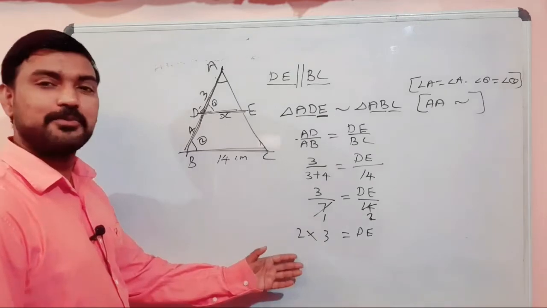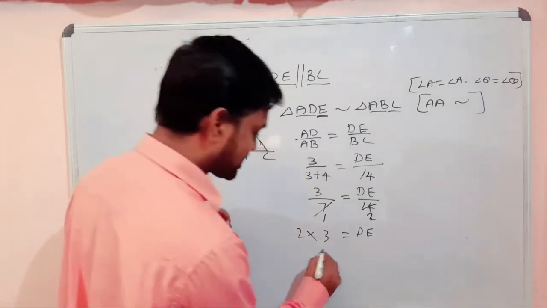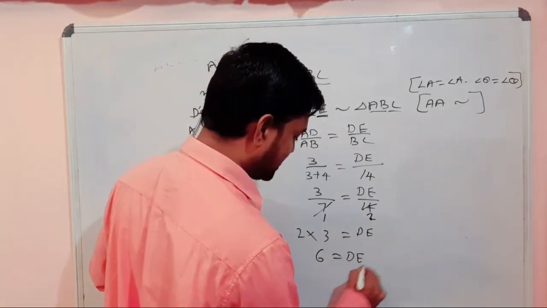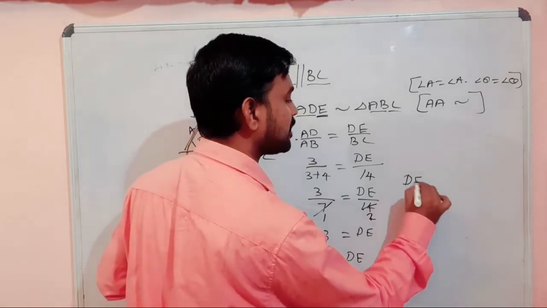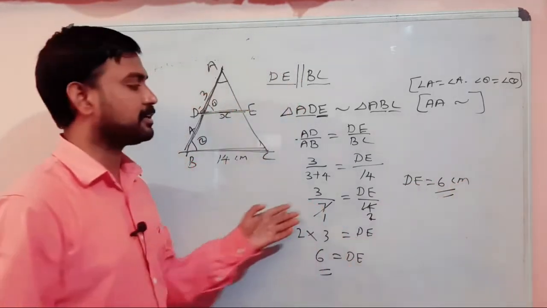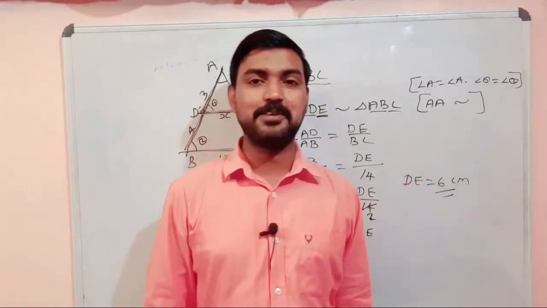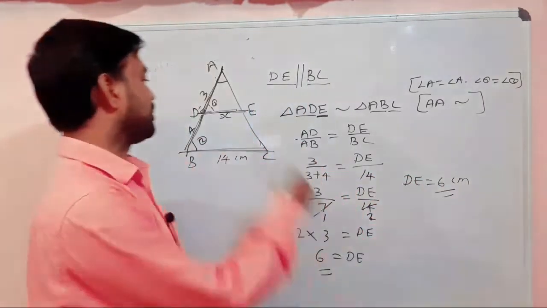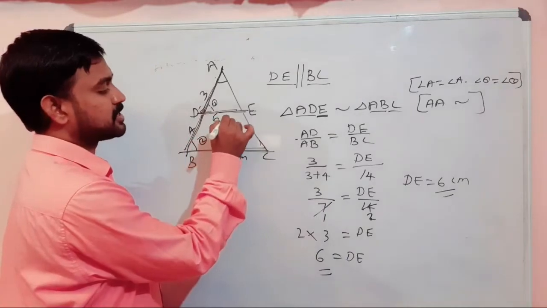So 2 into 3, what is 2 into 3? 2 into 3 is equal to 6. So we got the answer, D is equal to 6. That was our question. Here all the measurements are in centimeter, so D is also 6 centimeter. So we got the answer: D is equal to 6 centimeter.